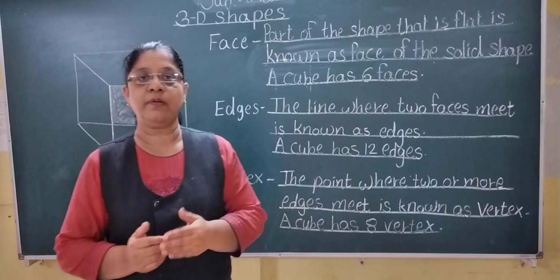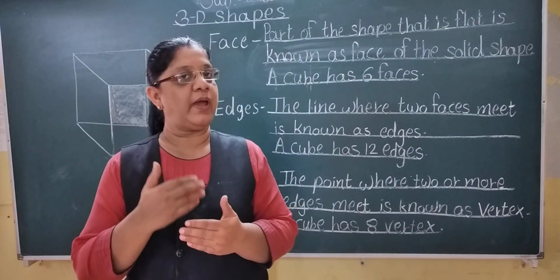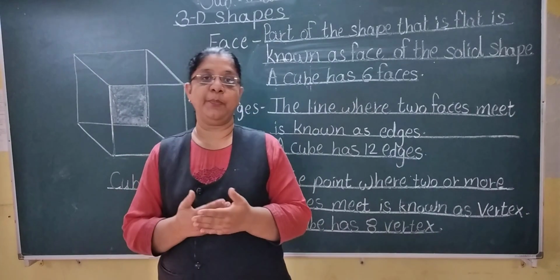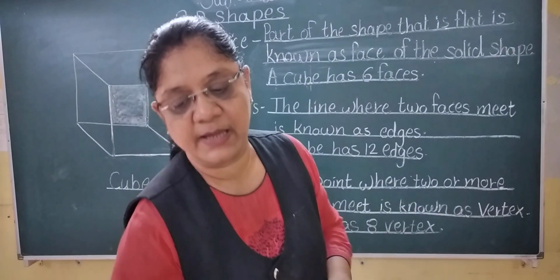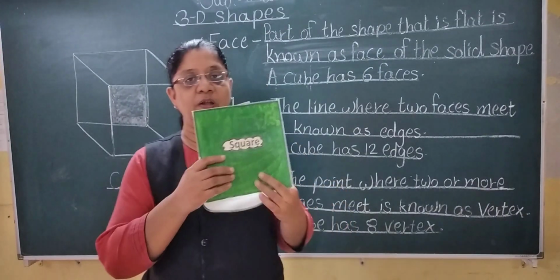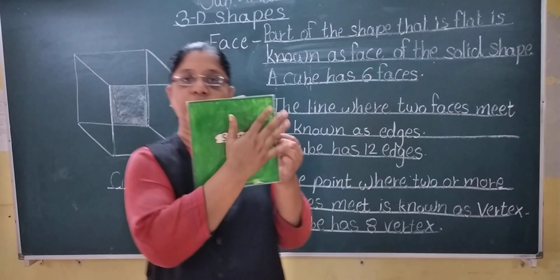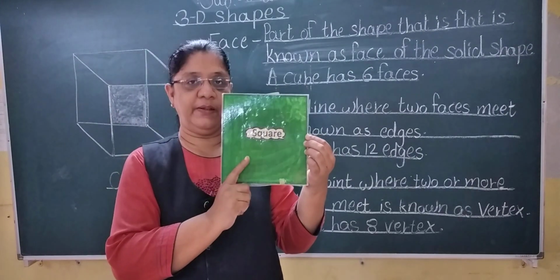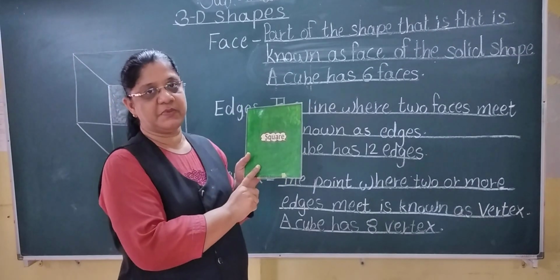See students, already we learned 2D shapes. 2D shapes means what? Two-dimensional shape. We call them flat shapes or plane shapes because these shapes have only one face. See, this is the square. The square has only one face, so we call it a flat shape or plane shape. It is very easy to draw the plane shapes.